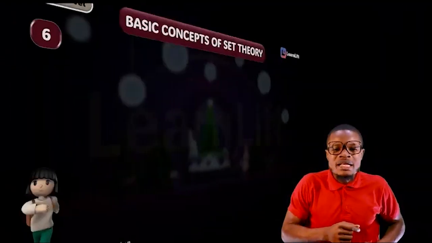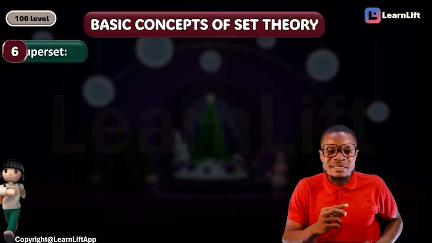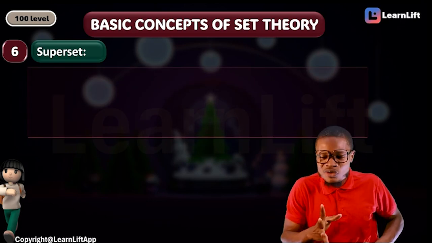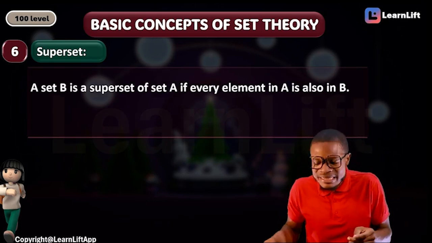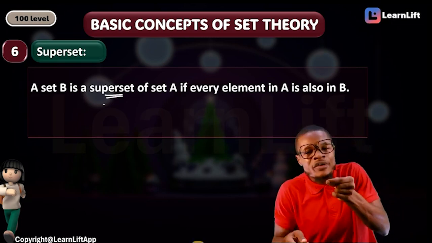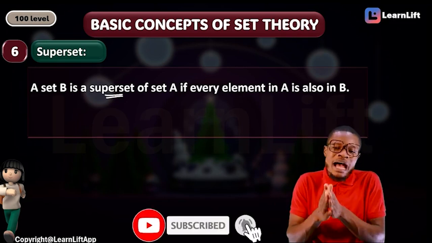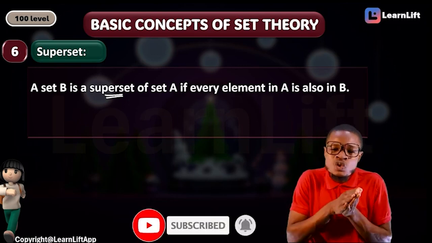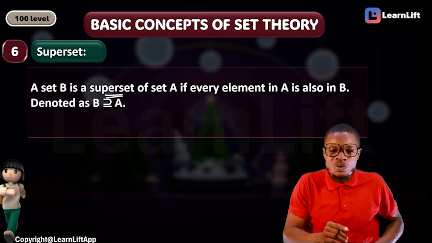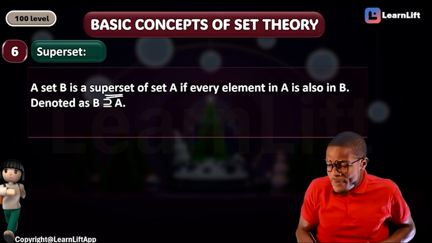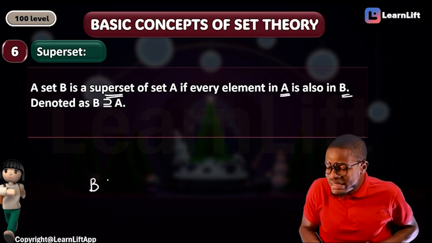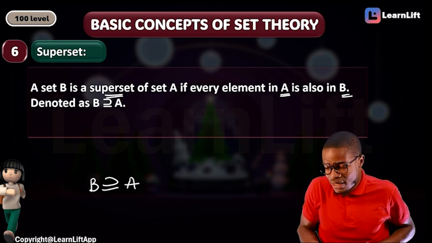Now, number 6 quickly, on that basic concept, is called the superset. When they say superset, what does it refer to? Take note of this very fast: a set B is a superset of set A if every element of A is also in B. We have sub, now we have super. Let me break it down for you. It is denoted by B is a superset of A. Are you seeing it now?